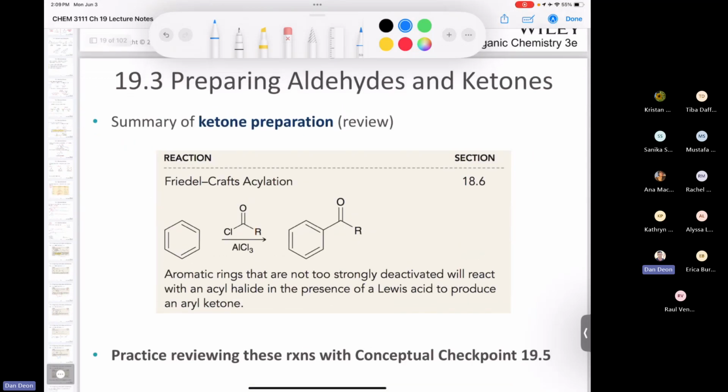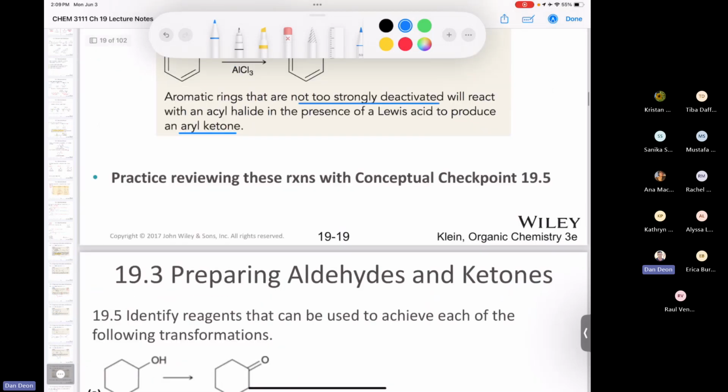Friedel-Crafts acylation. Hey, we just covered that. We talked about that today, right? So that's a chapter 18 reaction. And so it says here, if you have an aromatic ring that is not too strongly deactivated, remember, Friedel-Crafts doesn't work if you have a moderate or a strong deactivator. Then you can install a ketone like that. So you can make an aryl ketone. That's a kind of a cool reaction.